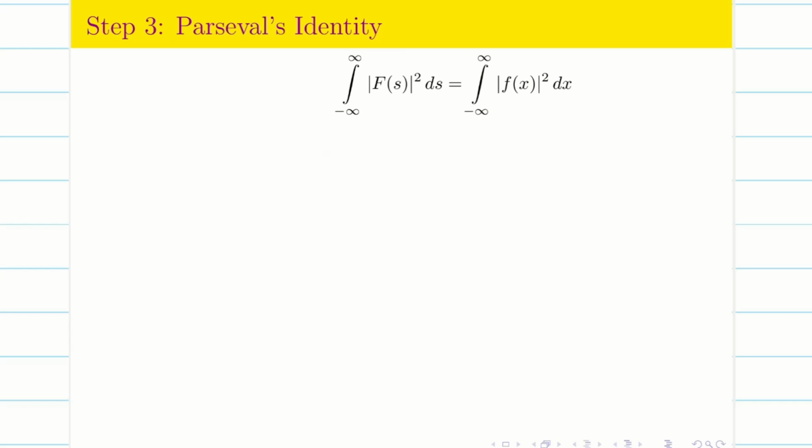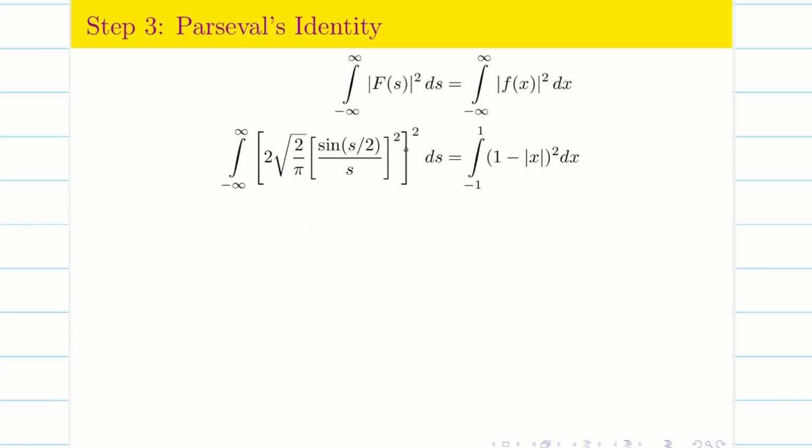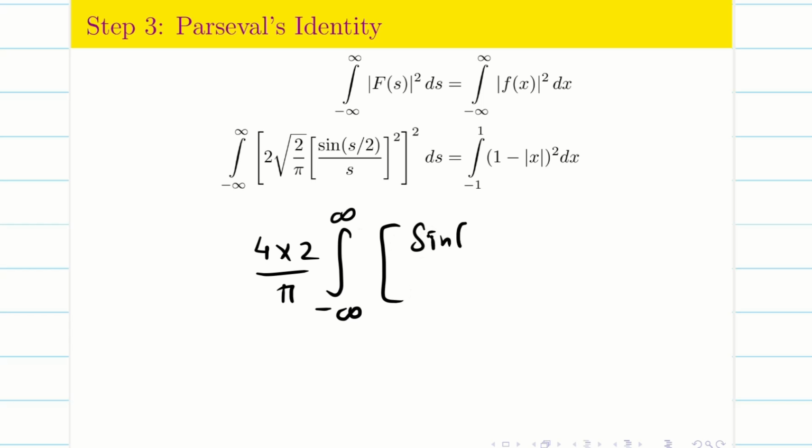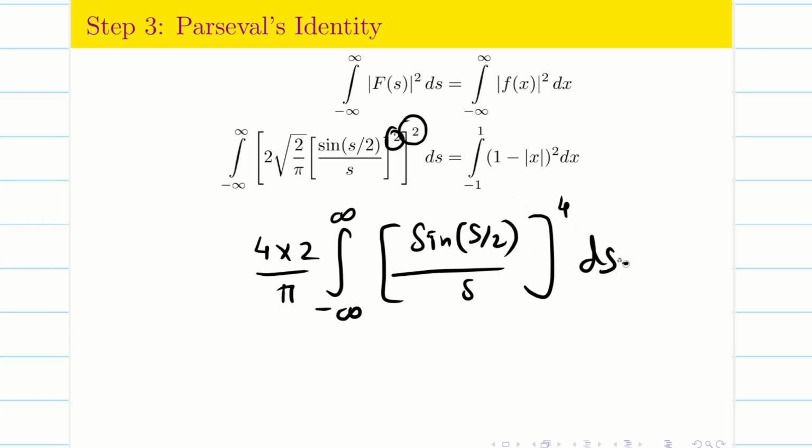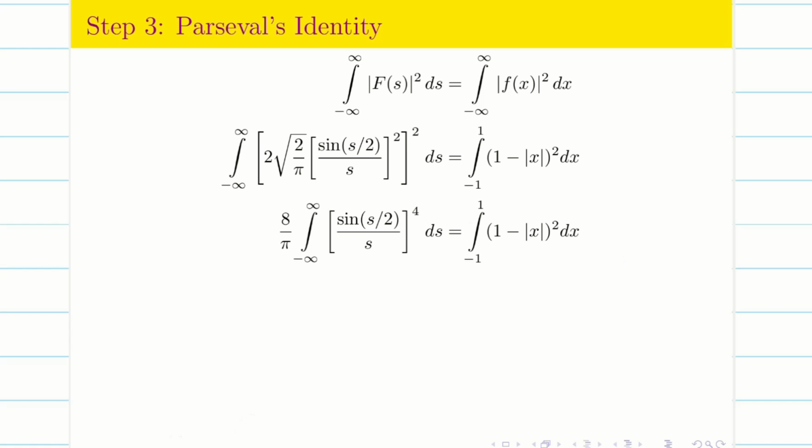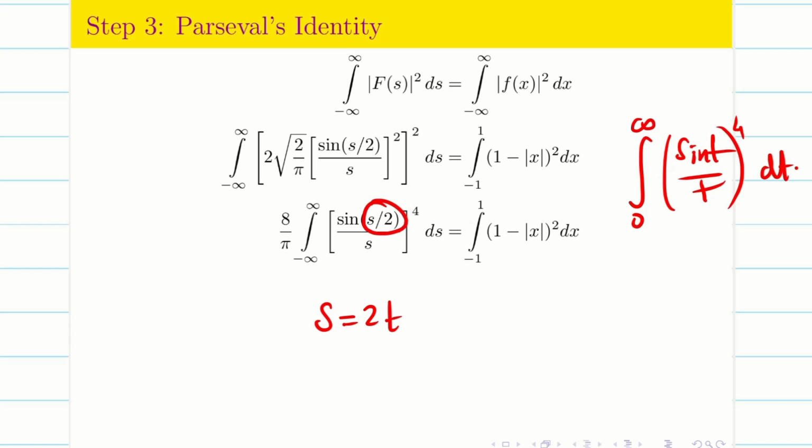Same thing for Parseval's identity. Substitute capital F of s and f of x values, and now as usual simplify this. 2 square is 4. Here 2 divided by pi, minus infinity to infinity, sine s by 2 divided by s whole square is whole power 4 ds. I can write like this. Now as usual, to find the identity sine t by t whole power 4 dt, I want to make some adjustment. I'll put s equal to 2t, or s by 2 is equal to t. Both are same. Then ds will become 2 into dt.